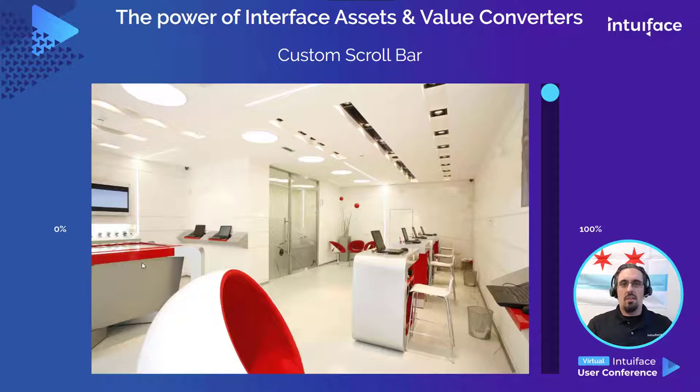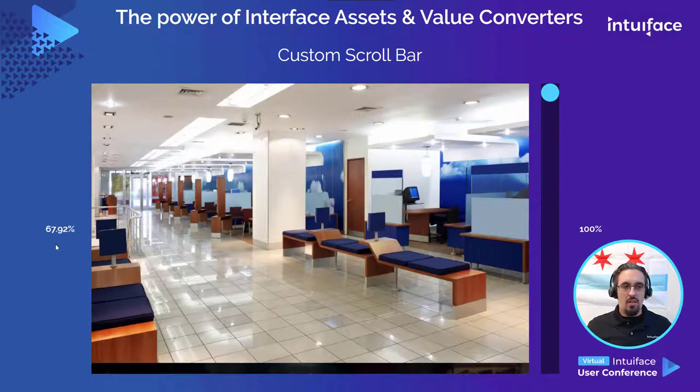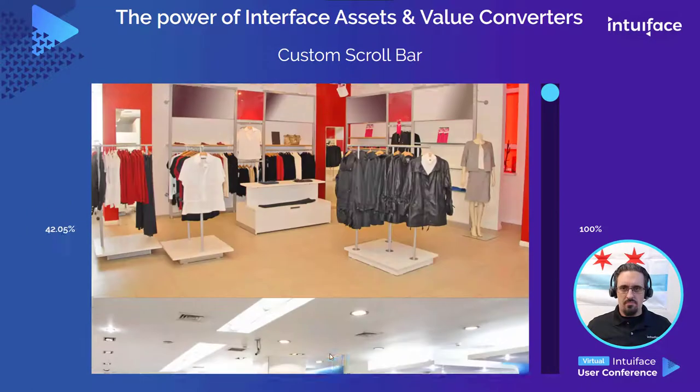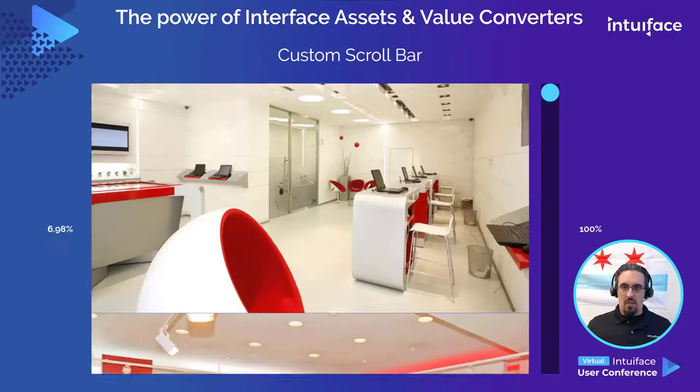All right, next topic, some nice design and animations using interface assets. How do you create a custom scroll bar? We've been asked this a lot on community and on support, so let me try to explain here to give you a way of doing that. First, we have a scroll collection here on the left, and you can notice the scroll percentage here on the left. And we have another scroll collection here on the right with this circle moving along.